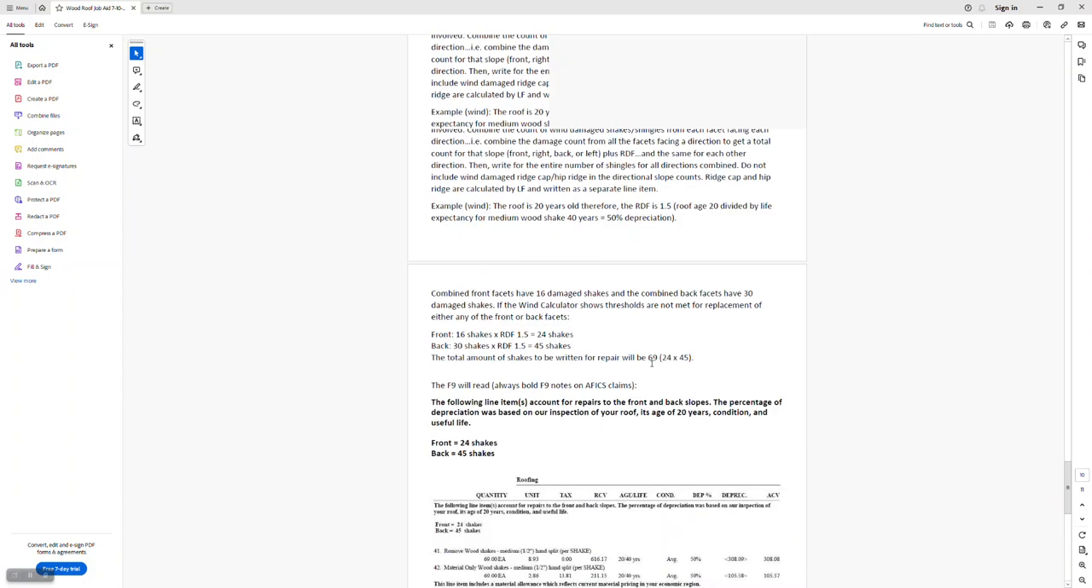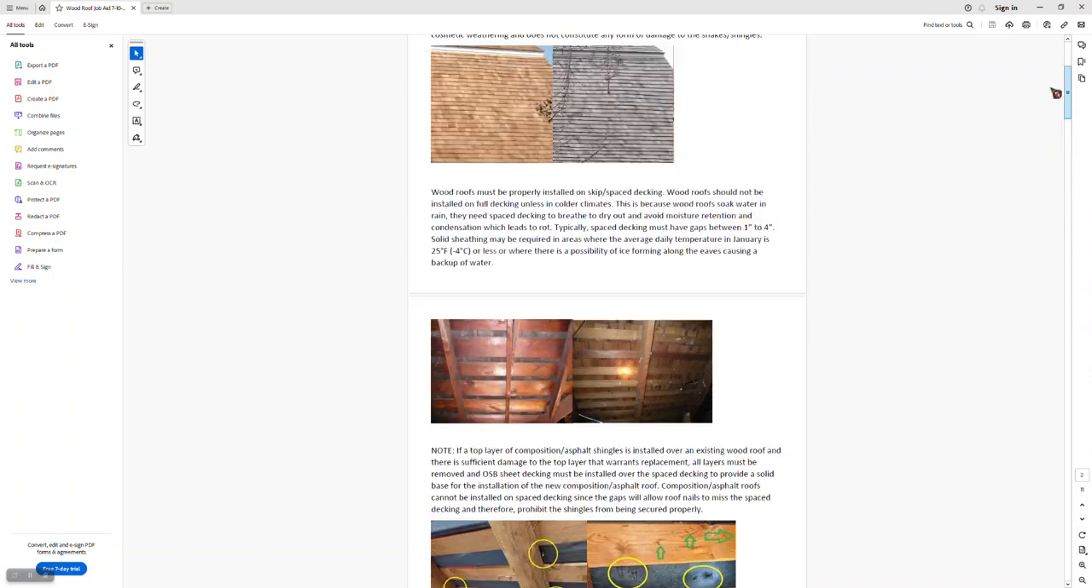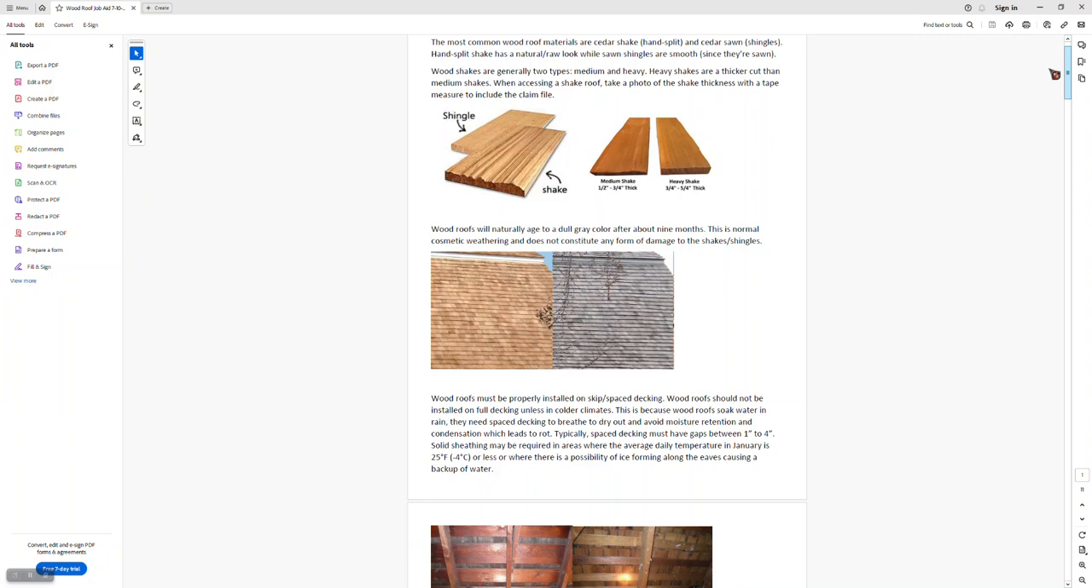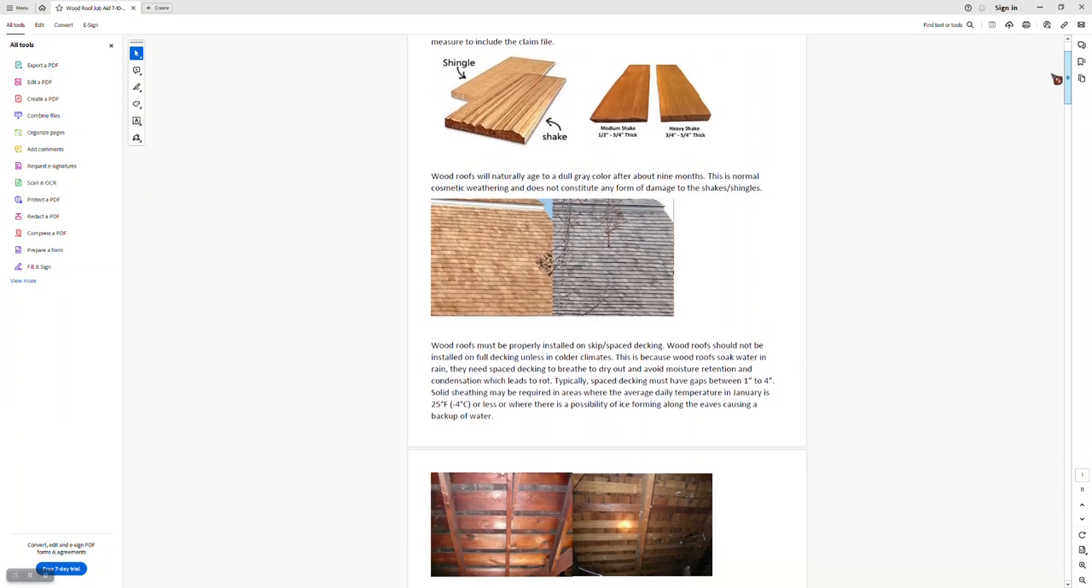Again, we're not going to spend too much time on this. The main thing is to understand what we're looking for, particularly with hail damage. Wind is a little bit more obvious when we have wind damage, but hail is a little trickier.